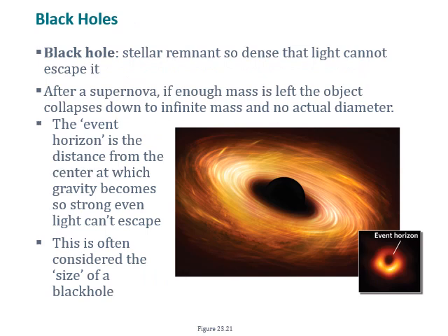Black holes are stellar remnants so dense that light cannot escape them. After a supernova, if enough mass is left, the object collapses down to an infinite mass with no actual diameter. The event horizon is the distance from the center at which gravity becomes so strong that even light can't escape. This is often considered the size of a black hole.